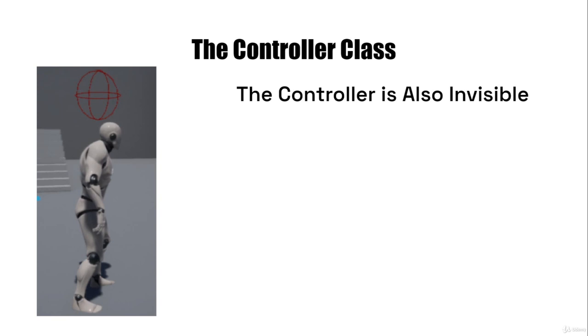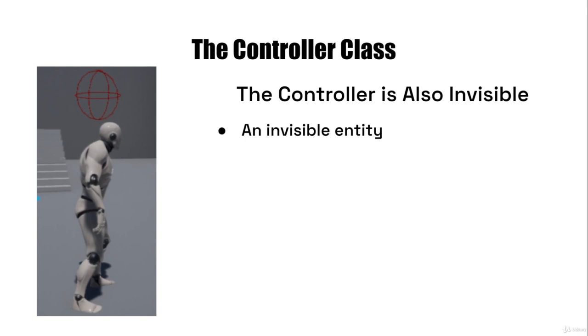Now, the controller class is sort of like that. The controller is also invisible. You can think of it as this invisible entity following the character around, but it doesn't have its own scale or location. It's just a C++ class object associated with the character.